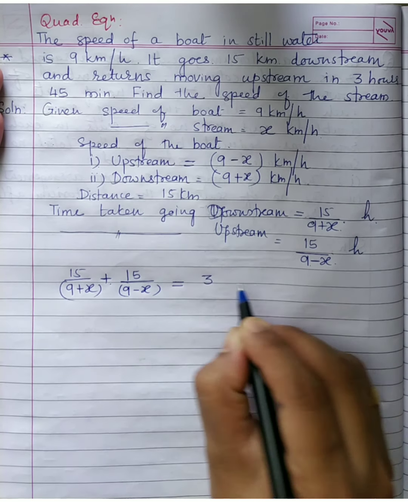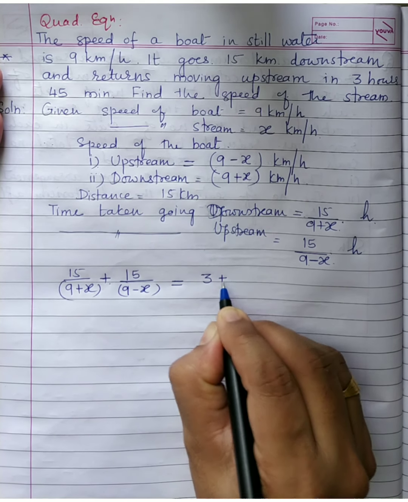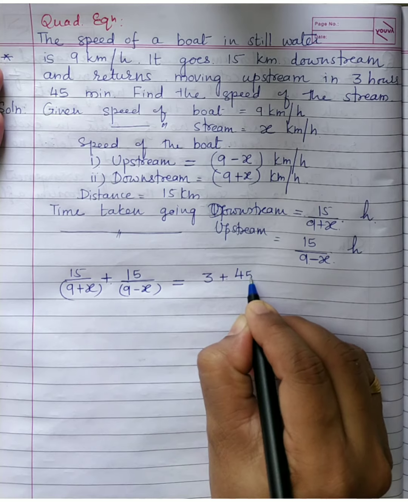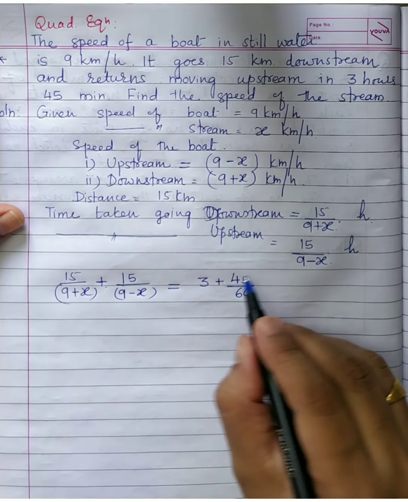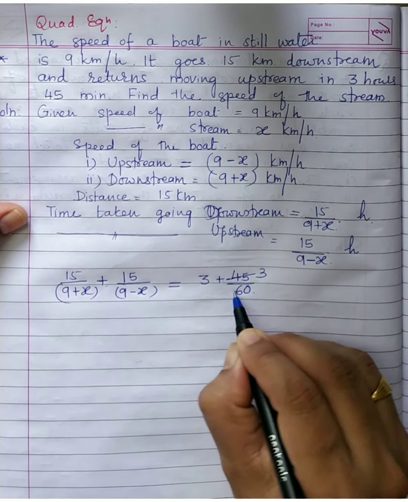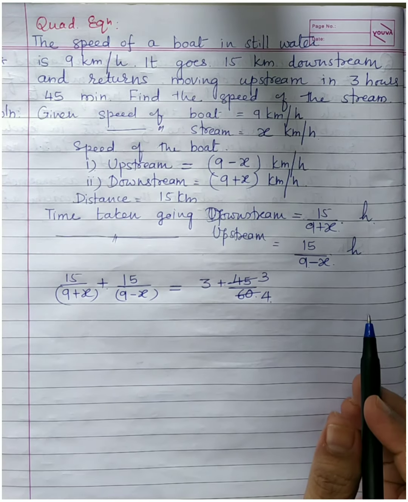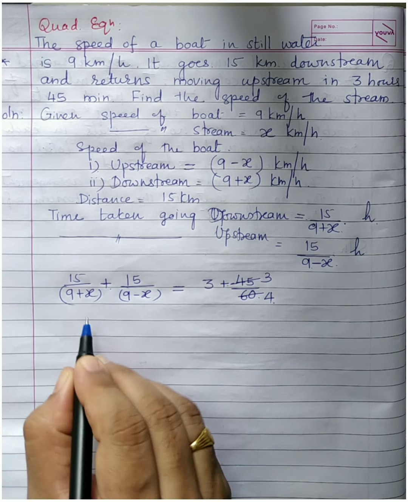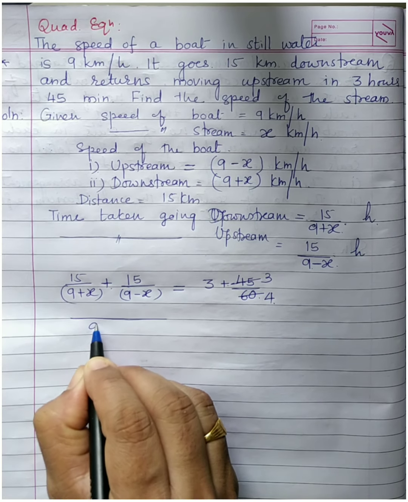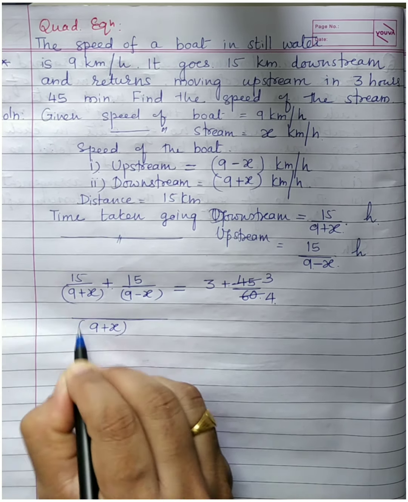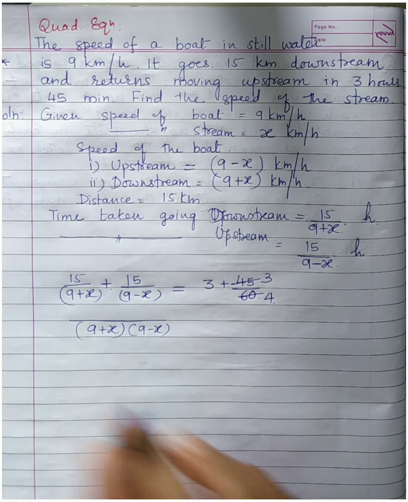Now 3 hours is okay, this timing has to come in hours. So that 45 minutes, what will you have to do? 45 minutes will be converted into hours. You can do it separately also, I am doing it simultaneously. So 15 threes are 45 and 15 fours are 60. You simplify here, right? So on simplifying, taking the LCM, here will be 9 plus x into 9 minus x, right?